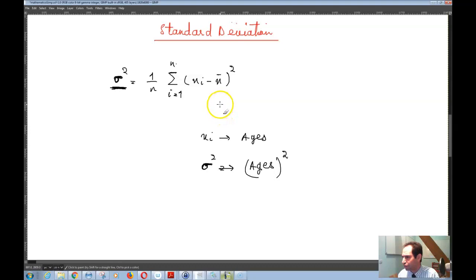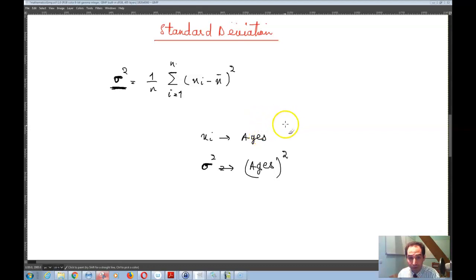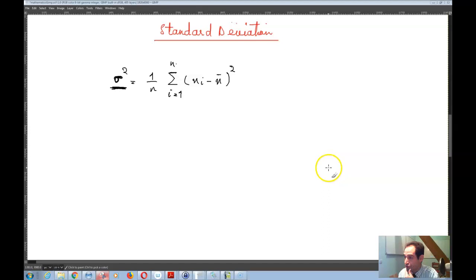Therefore, the standard deviation is usually denoted by a letter I'm not sure of, probably zeta. So what they're saying is that the proper measure of dispersion about the mean of a set of observations is expressed as the positive square root of the variance, which is called standard deviation.